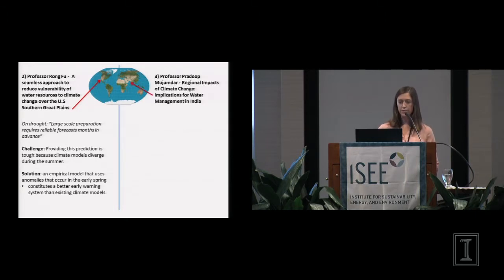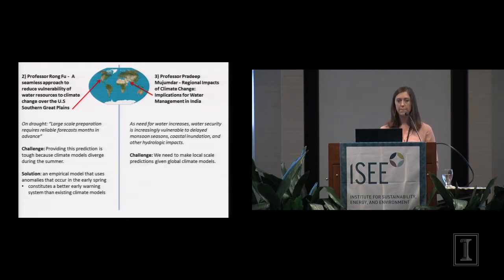The last talk in session 3 was from Professor Pradeep Mujumdar from India on the vulnerability of water resources for management in India. The problem in India is a wide variety of issues, and basically as the need for water increases, water security becomes increasingly vulnerable to delayed monsoon seasons, coastal inundations, and a lot of other hydrologic impacts dealing with river flow and groundwater availability. The challenge is that we need to make local scale predictions given global climate models. And in this talk, the solution was presented as a downscaling approach to predict droughts, irrigation demands, urban flood intensities, and a lot of other examples that involve downscaling from what we can learn from global climate models to much smaller site-specific scales.